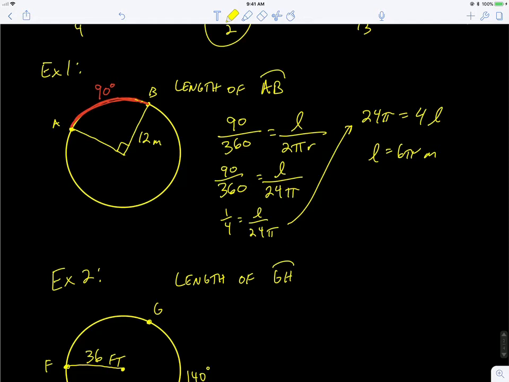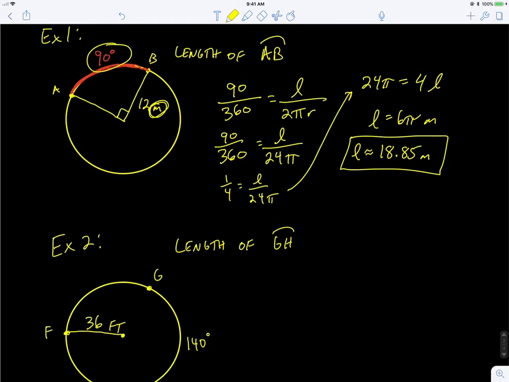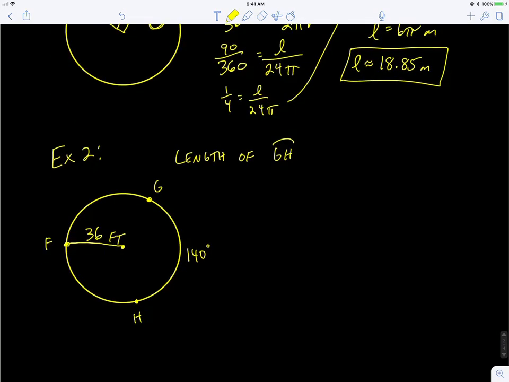It's a length. Because my radius was given in meters, my answer is in meters. If you want to approximate, because you don't know how long 6 pi meters is, you can use 3.14 for pi, and that's going to be approximately 18.85 meters. That's the length of the arc. Keep in mind, its measure was 90 degrees, but now we have the length of that one. It's 18.85 meters because the radius was 12 meters.